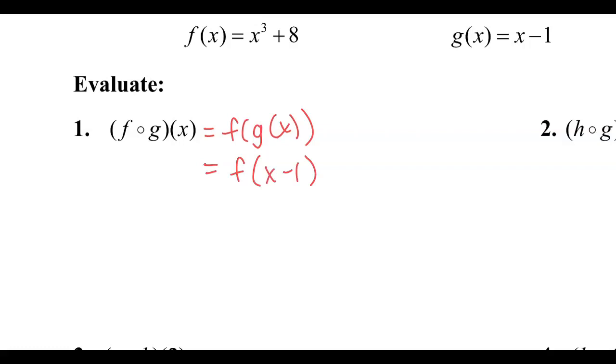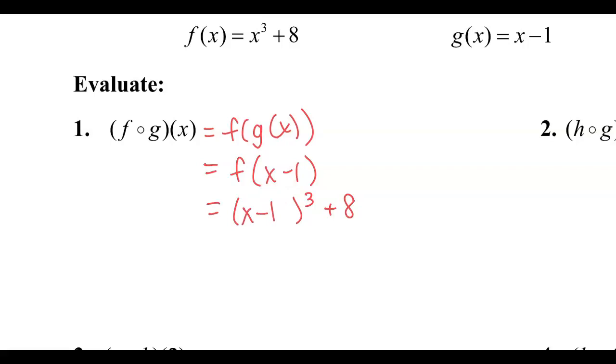Every time that you plug these things in, take a quick minute and look at it. Is there anything I can potentially do to simplify it? As of right now with this x minus 1, no, there's nothing you can do to simplify. Now we're going to take the x minus 1 and substitute it into the f function. The f function is right here. We're going to take x cubed plus 8, and substitute in what's now in parentheses, which is the x minus 1. This is what we need to solve.